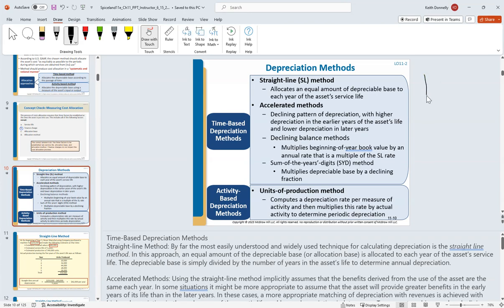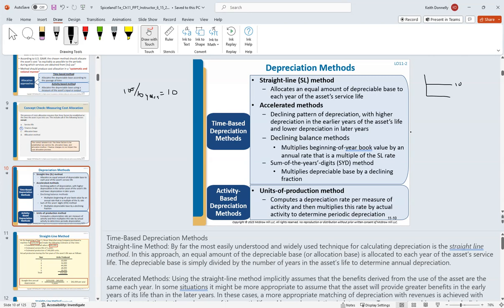With straight line, if you were to map it on a graph, it's literally a straight line. If we have a $100,000 building that's going to last 10 years, we're going to take 10 per year. It's literally a straight line if you were to map it. The actual calculation, we'll see in a depreciation schedule, but I'm just telling you the theory here.